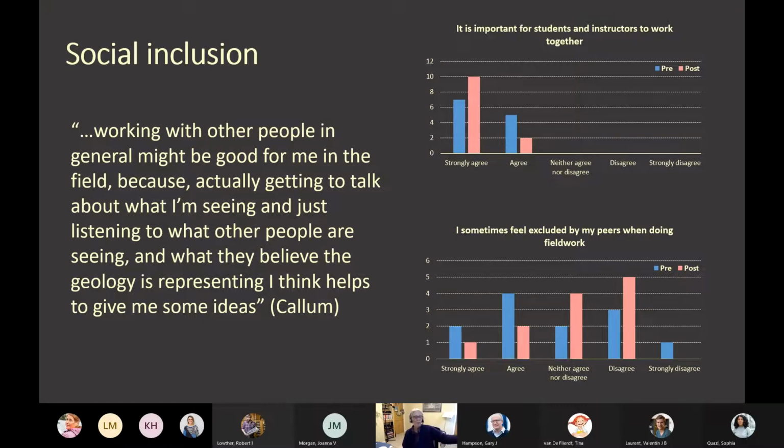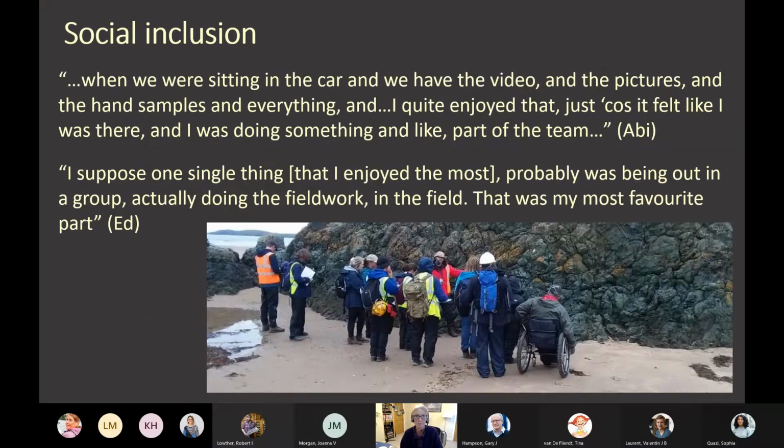And I've included this quote from Callum, because Callum had previously been excluded at his home institution from any residential fieldwork with his peer group on the basis of his autism. It had just been considered too difficult. So this was his first ever experience of doing residential fieldwork where he was socially included with a group of peers. And it was a really transformative experience for him. And we were able to do it. That was a really important thing.